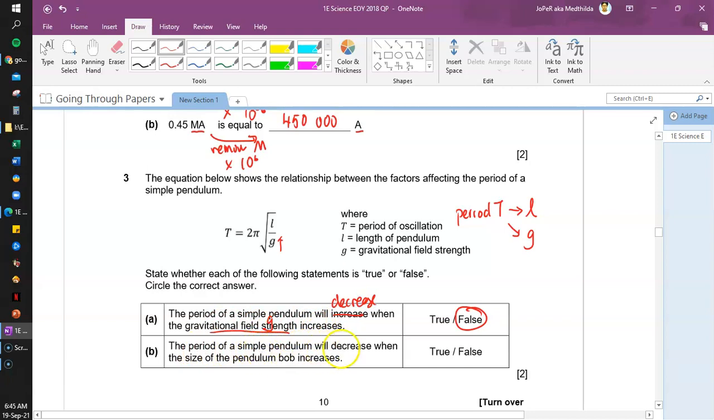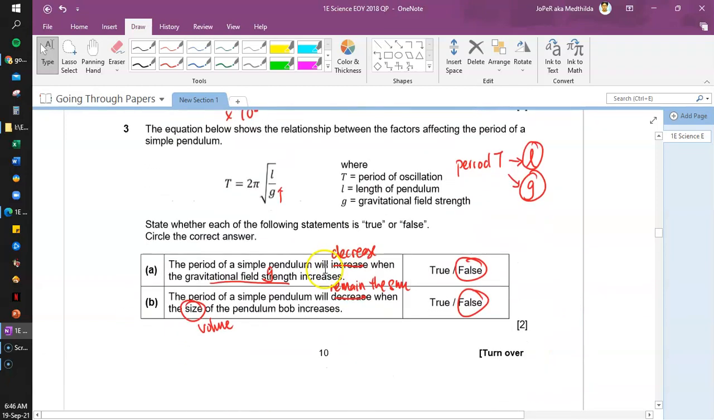Next, the period of a simple pendulum will decrease when the size of the pendulum increases. Now the size here actually refers to the volume. Because it's all about the volume, the key is, do you remember, the period is only affected by the length or the gravitational field strength. Therefore, the period of a simple pendulum will decrease when the volume increases. Answer is false, because it doesn't affect the period, which will remain constant. So take note of that, question 3.